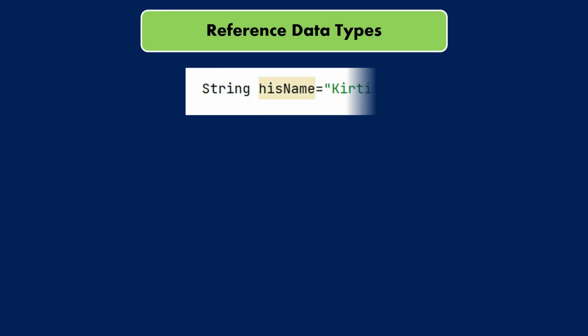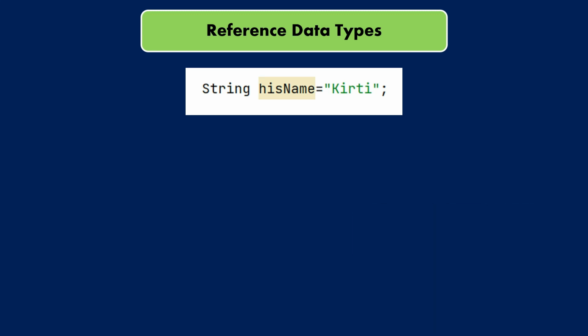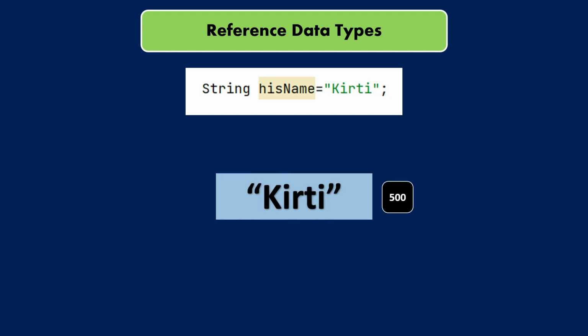Reference data types. Here I have declared a string, his name, and assigned the value of Kirti to it. As soon as we write this line, we declare this his name string. In the memory, in address 500, there is a box called Kirti which is created. It is stored in the address 500. Now, the string his name is created. The variable his name is created. Okay, and it is stored in the address 600.